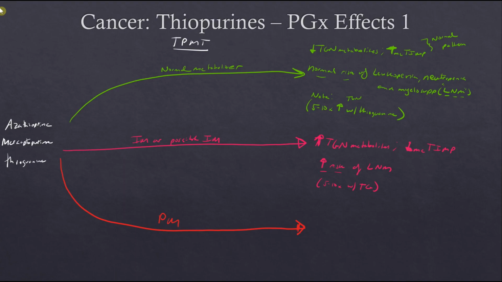Finally, let's take a look at poor metabolizers. And that's severely elevated TGN metabolites, again, because they're not being metabolized well by TPMT. You have no methylated TIMP, which TPMT actually produces, and therefore you have a severely increased risk of leukopenia, neutropenia, and myelosuppression, and in fact it will be fatal without a dose decrease.